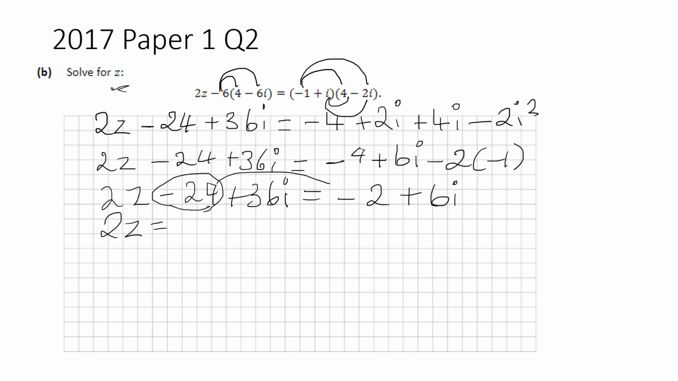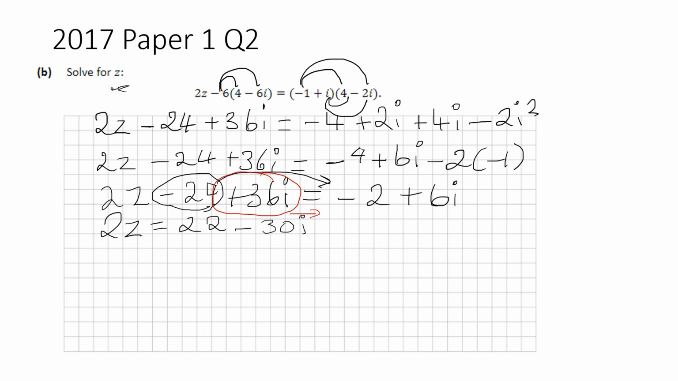is going to cross the equal sign to become a plus 24. And then 24 minus 2 is going to become 22. And here I'm going to cross the imaginary one, so the plus 36i is now going to cross to be a minus 36i. And minus 36i plus 6i is minus 30i.